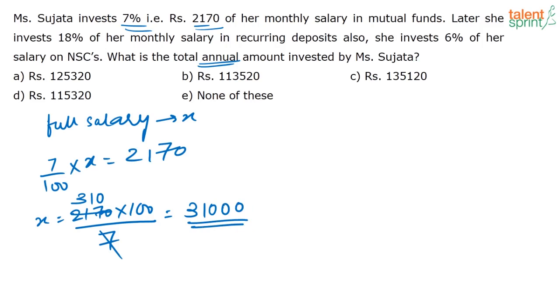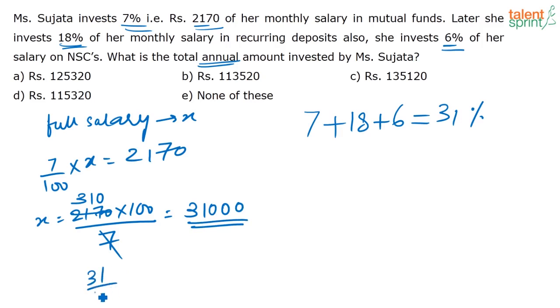Now, what are they saying? She is investing 7% in mutual funds, 18% of her salary in recurring deposits, and 6% of her salary in NSC. So, what is the total percentage of salary that she is investing? She is investing 7 plus 18 plus 6. That is equal to 31% of her salary she is investing every month. So, what is 31% of 31,000?